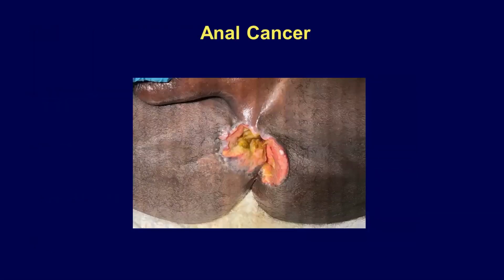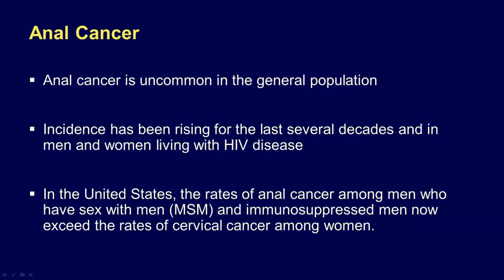Thank you, Dr. Mansur. So now we're going to talk about anal cancer. As we mentioned before, anal cancer is prevalent in the HIV community, and while it is uncommon in the general population, the incidence has been rising in the last several decades in men and women living with HIV disease and in some subgroups. What we have noticed is that in men having sex with men and immunocompromised patients, the incidence has been increasing dramatically over the last years, and that's where we have to be vigilant and working on prevention strategies and treatment strategies.